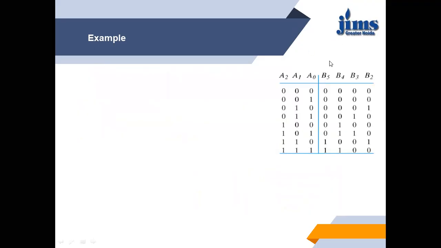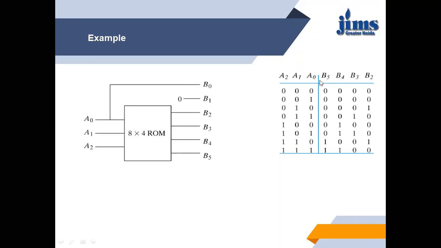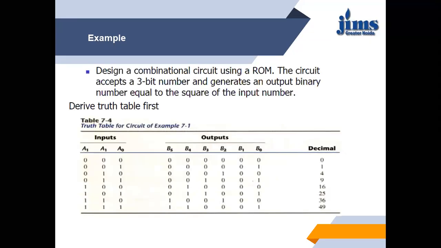Again, I have redrawn the table. A2, A1, A0 are the inputs, and I have taken 4 outputs here, because as you see, B1 is permanently 0 and B0 is equal to A0. You can see this after comparing. If you cannot derive the direct relation, you can solve the K-maps. Here you have to solve 6 K-maps, one each for B0, B1, B2, B3, B4 and B5.